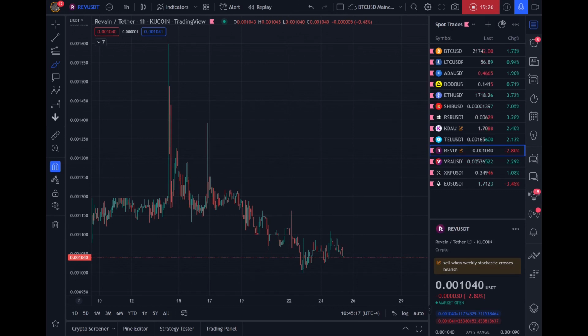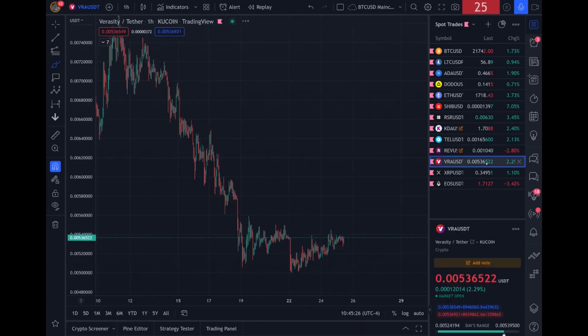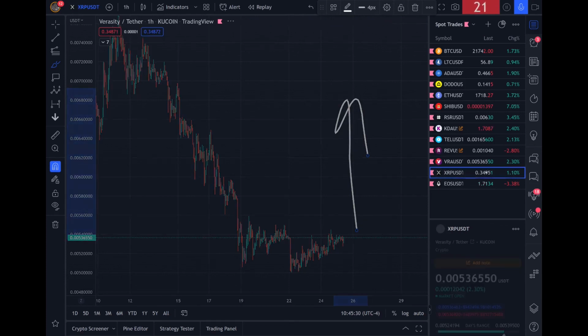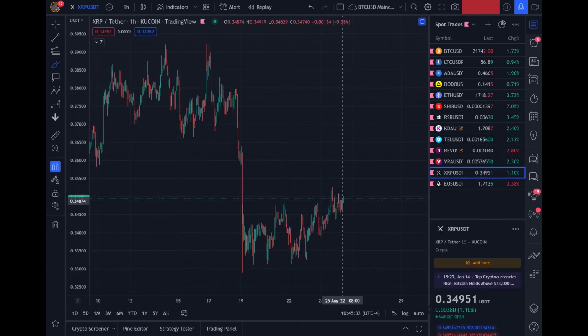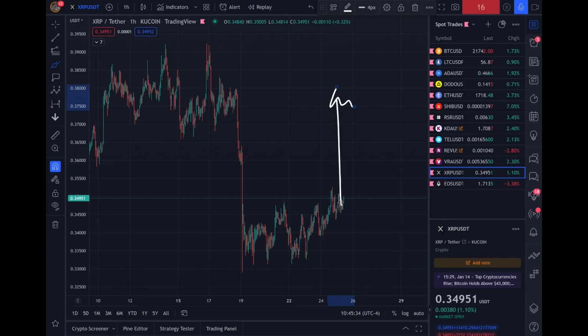With coins like these that are more volatile, just expect that they're going to follow the larger trend. VRA right on the neckline, big breakout right here. XRP right on the neckline, big breakout. Next target around 38 cents.